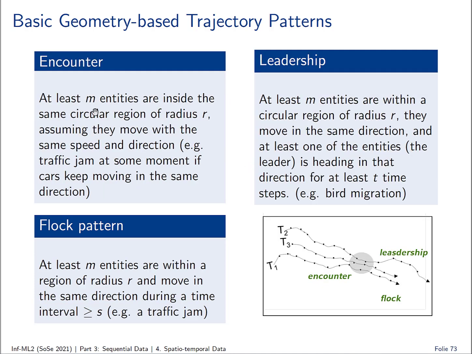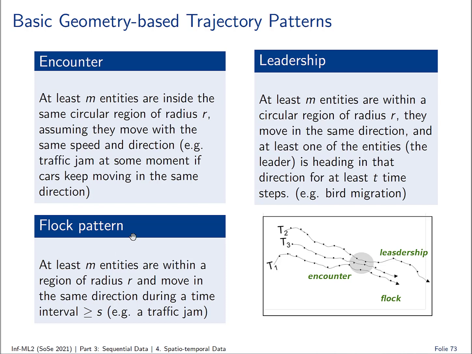Yeah, then what else can we do with this circular region with radius r? Well, encounter means that at least m entities are inside the same region, assuming that they move with the same speed and direction. That could be, for example, a traffic jam at some moment if cars keep moving in the same direction with the same speed. Yeah, so that is an encounter inside the same region, at least m entities moving with the same speed and direction. Yeah, so that here maybe would be a kind of encounter if they all move in the same direction.